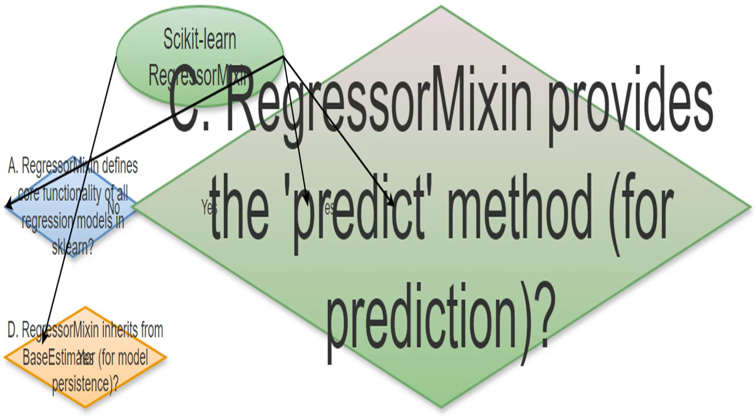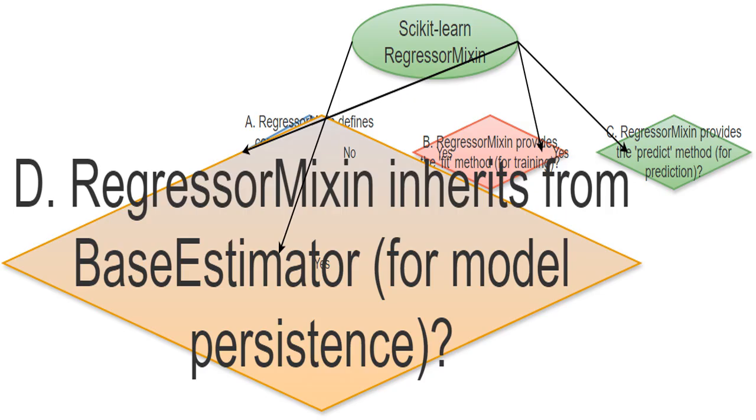Another correct answer. RegressorMixin also provides PREDICT. This lets us use the trained model to make predictions on new, unseen data. This is also true. RegressorMixin builds upon BASESTIMATOR, inheriting its capabilities for saving and loading the model. This is super useful for later use.